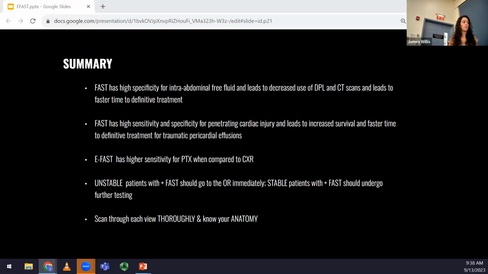Unstable patients, positive FAST, OR. Stable patients, positive FAST, further testing. Unstable patients, negative FAST, further testing. That's kind of the emphasis here. And just make sure that you know your anatomy, know what you're looking for, be patient, take your time scanning thoroughly through the entire views. I know it can get really hectic when the trauma senior is breathing down your neck, but you really need to take the time and make sure that you're getting all of the views.